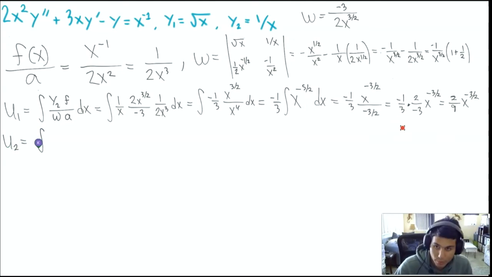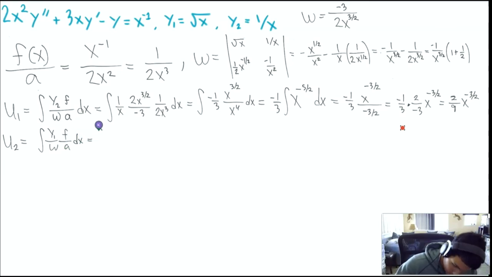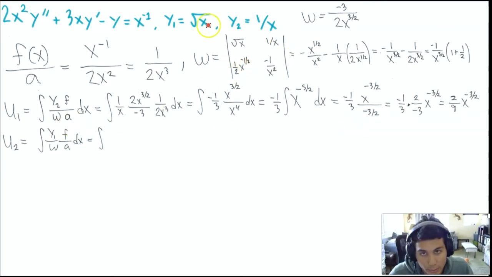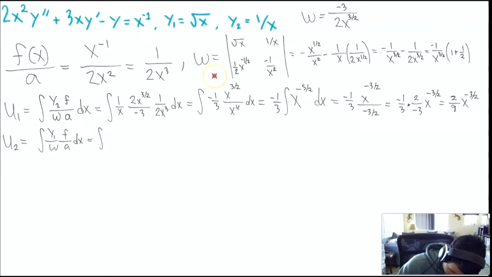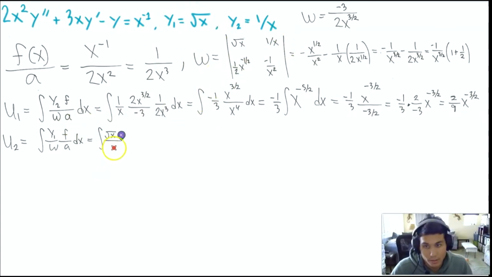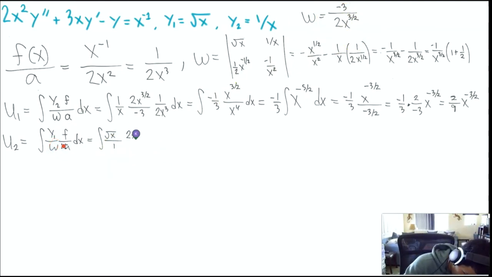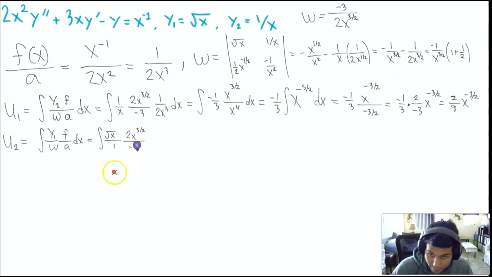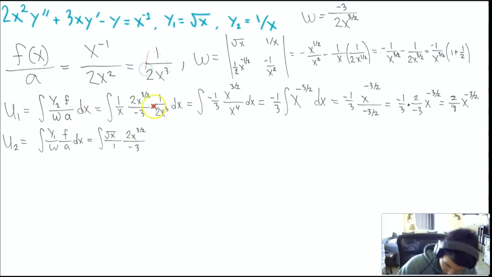u2 is equal to the integral of y1 over w times f divided by a dx. Let's insert our values. What is y1? y1 is right here. What is w? Well, again, we have to reciprocate this because it's in the denominator here: 2x^(3/2) over negative 3. And this is f divided by a. Okay, let's simplify our integrand.